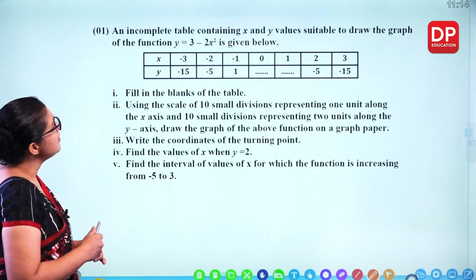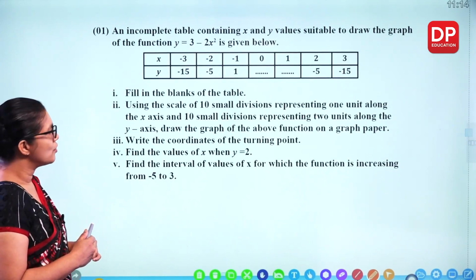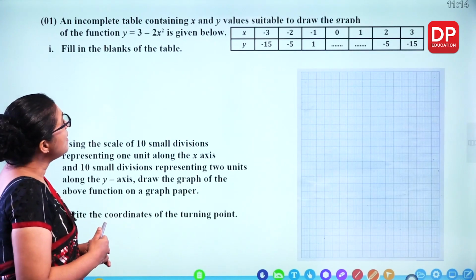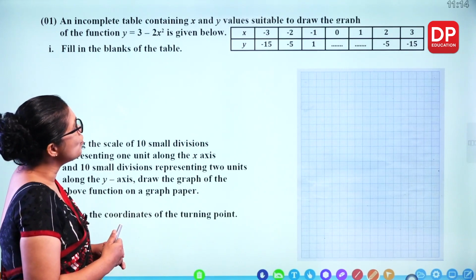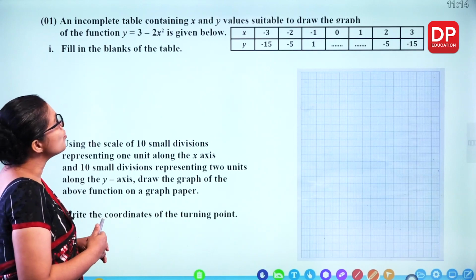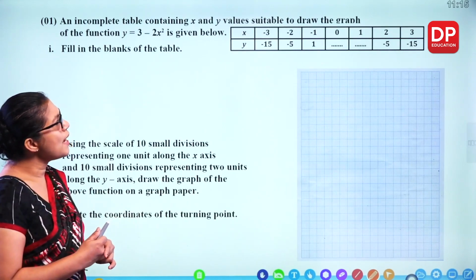Question number 1, quadratic graphs. So you get 5 parts. So we'll do separately. An incomplete table containing x and y values suitable to draw the graph of the function y equals 3 minus 2x squared is given below. Fill in the blanks of the table.